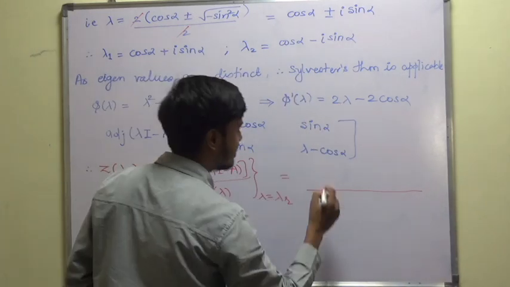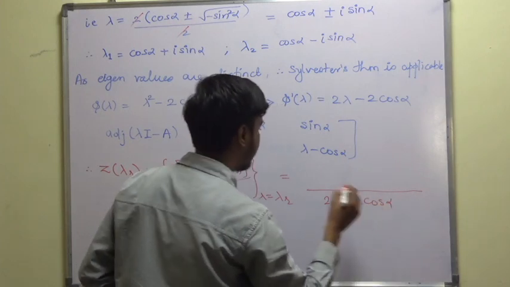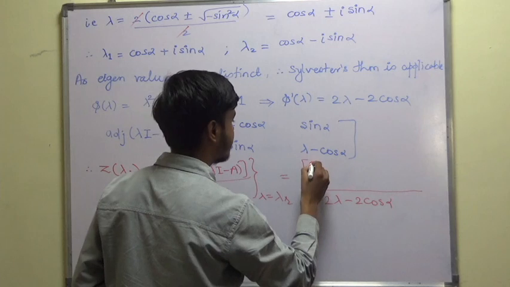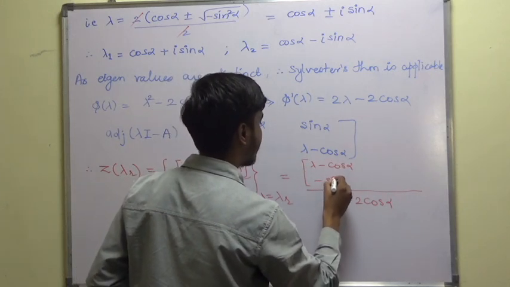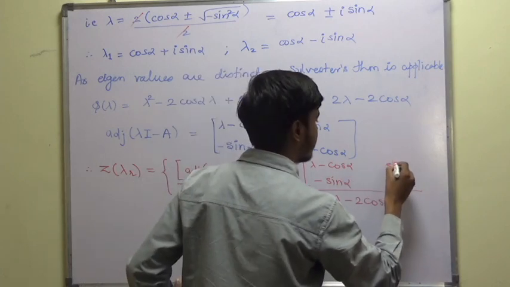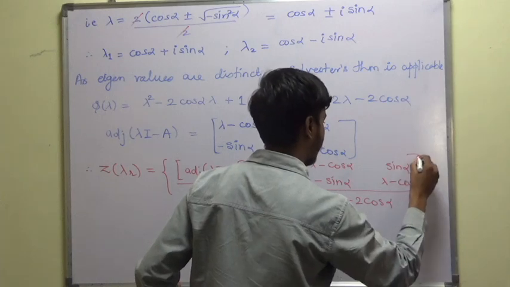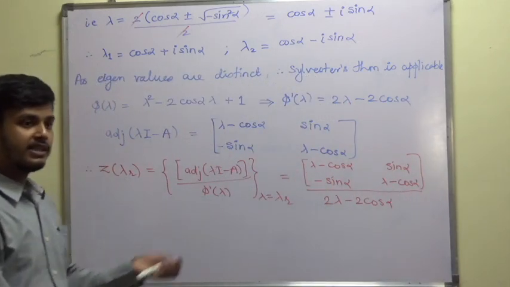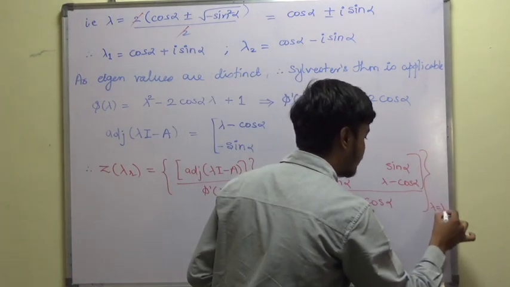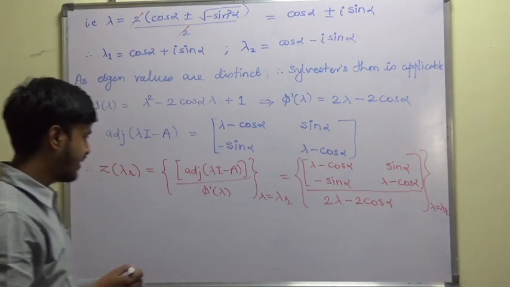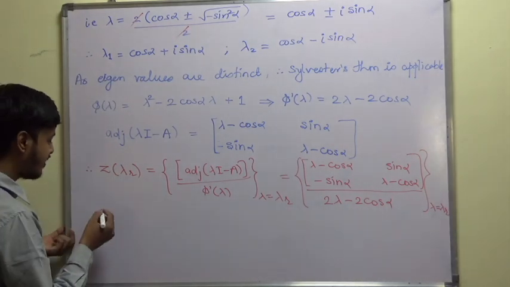Phi dash of lambda is this, 2 lambda minus 2 cos alpha, and we have the matrix which is lambda minus cos alpha, minus sin alpha, and lambda minus cos alpha. Okay, so we got this. Now don't forget to write lambda equal to lambda r. Now once you get this, find out Z of lambda 1 and Z of lambda 2.